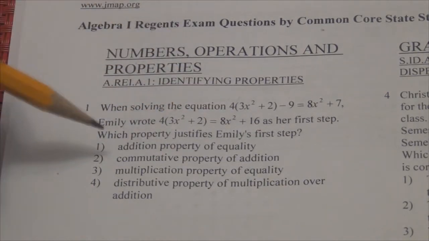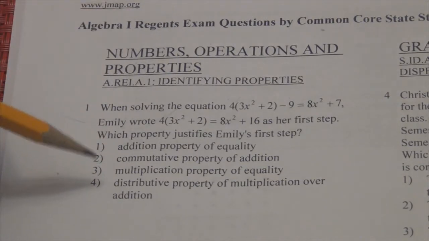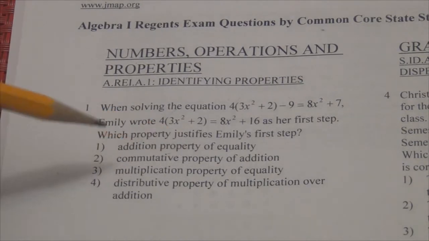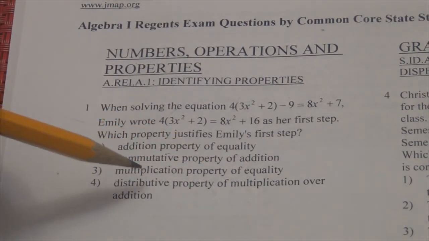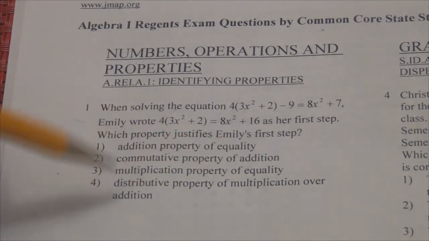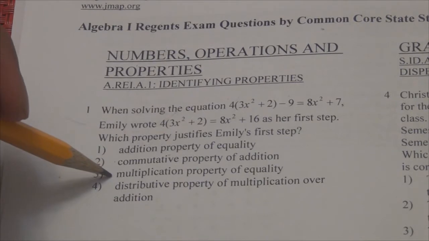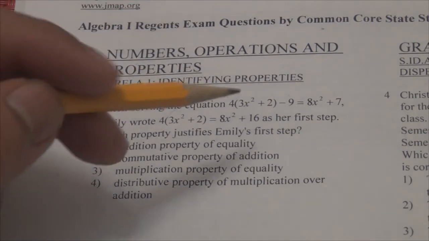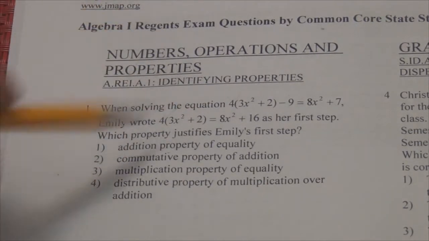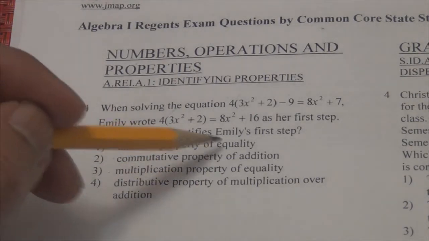When it's multiple choice, it's good to just read the choices and then analyze the problem. It says addition property of equality, commutative property of addition, multiplication property of equality, distributive property of multiplication over addition. We have the multiplication, that means when you multiply one side and multiply the other. Distributive, when you multiply by everything, and you have the addition property of equality.